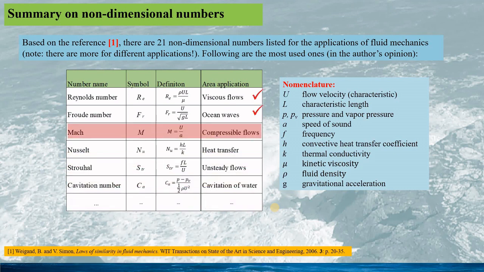However, for different applications, different non-dimensional numbers would be used. For instance, in aerodynamic applications, an important non-dimensional number is the Mach number, which is especially important for compressible flows, when the flow velocity or the relative velocity is close to or larger than the speed of sound. In some other applications, the Nusselt number, Strouhal number, and the cavitation number might be used for different purposes.